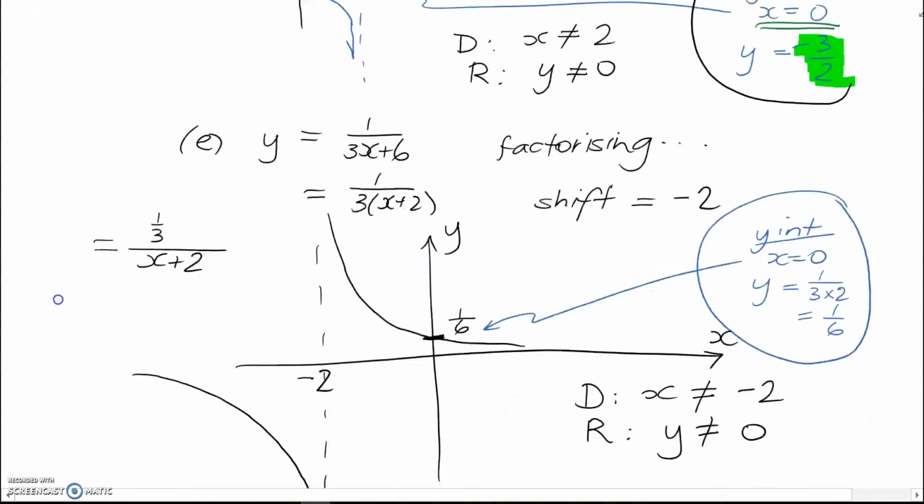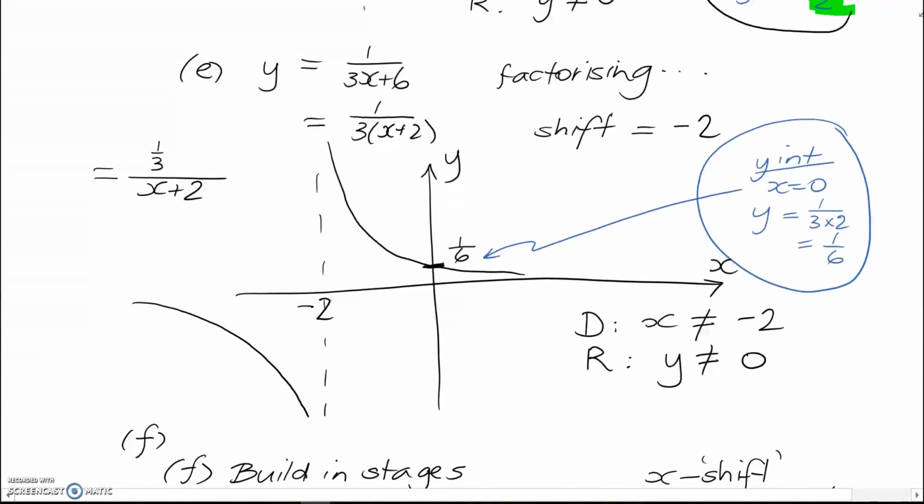Okay, let's look at E. So on this particular example, because I teach it to you in terms of shifting functions, I'm going to get you to try and get x minus something in there. I'm looking at that and I can see that if I factorise the denominator, in other words, pull a 3 out, I can find the shift. There it is.